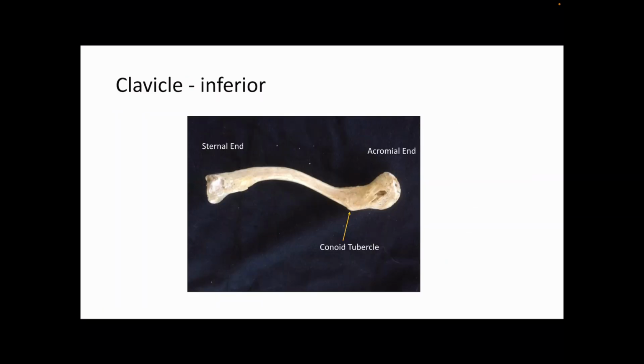Now, looking at the inferior side of the clavicle, notice how it's rounder than the superior surface. That's because this side serves as an attachment point for several ligaments. You can also spot the conoid tubercle, a small bump near the acromial end. That's an important landmark. It's on the inferior posterior side, and it helps you identify the orientation of the bone. If you ever need to tell right from left, the conoid tubercle should point downward and slightly backward.